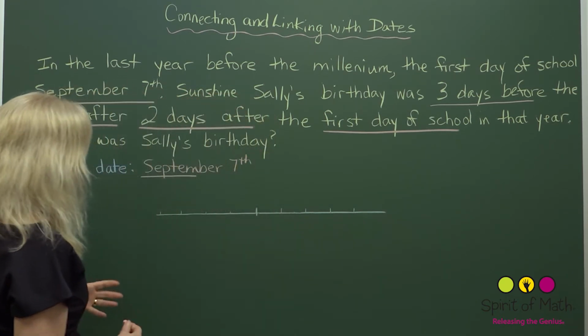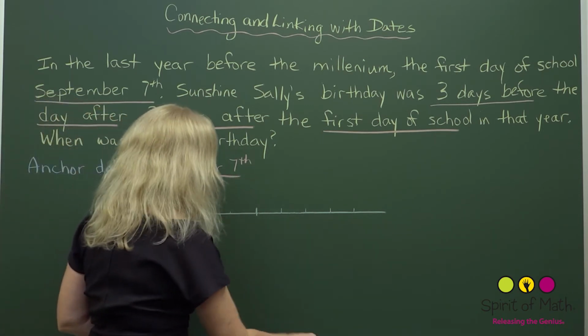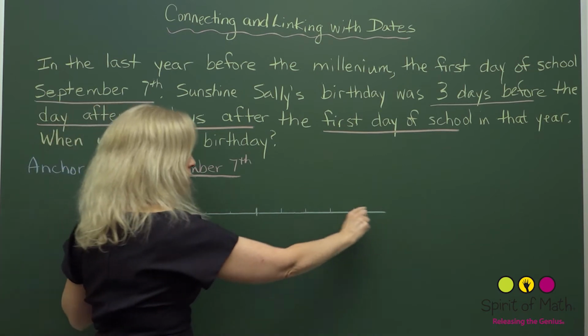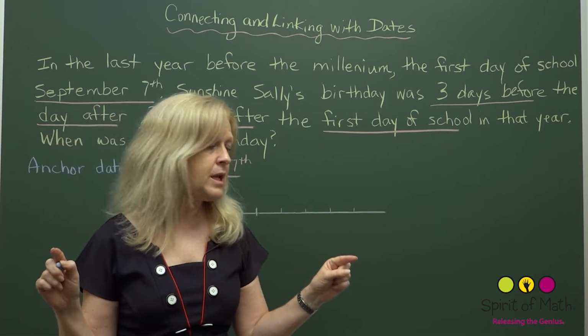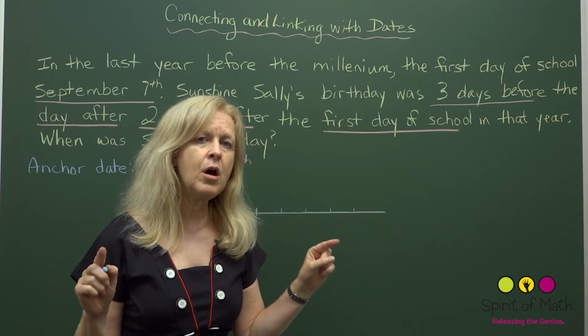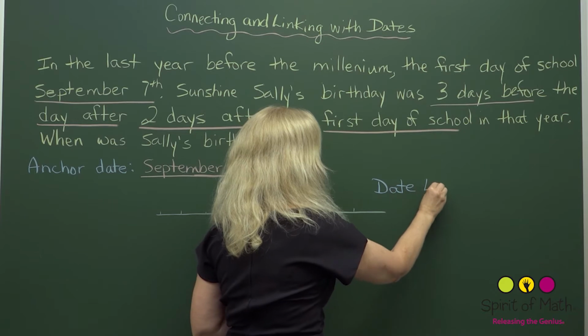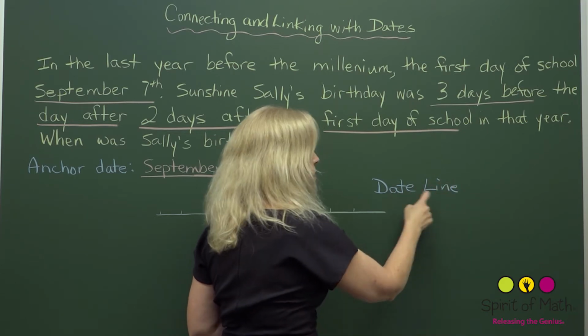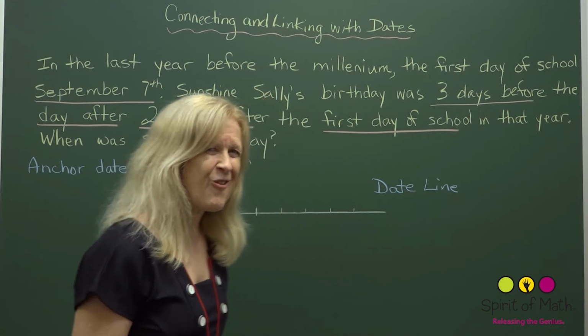The only date that we're given is this September the 7th. So let's start with that. And I've got a line here. And when you do these types of questions, it's always good to draw a line. And instead of calling this a number line, we're going to call it a date line. So that's going to be your date line. You don't have to write date line. I'm writing it so that you know what it is and you don't forget.